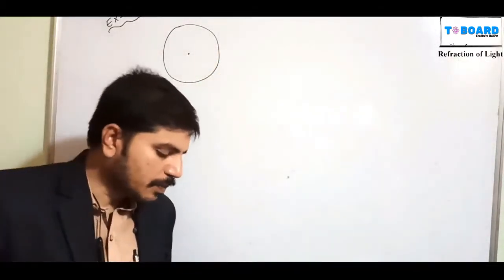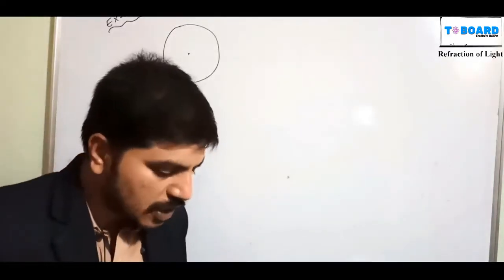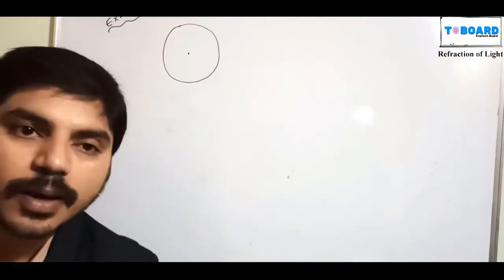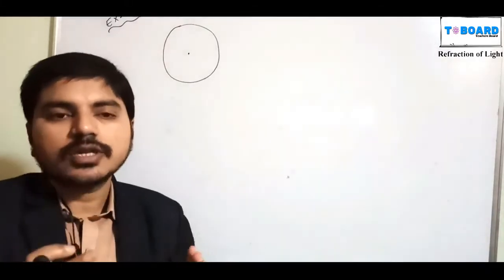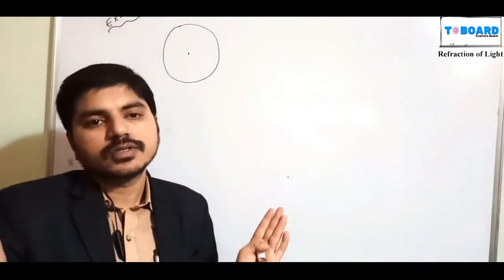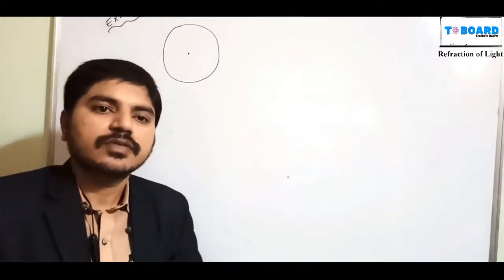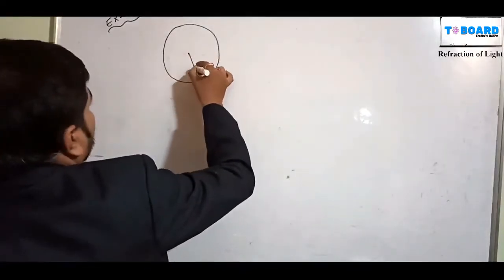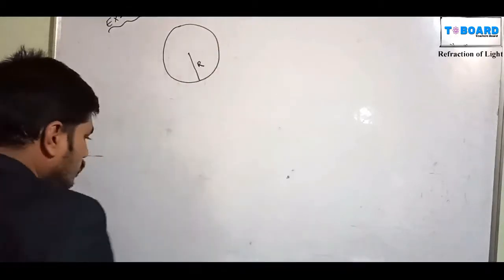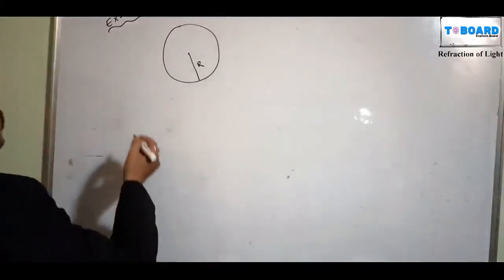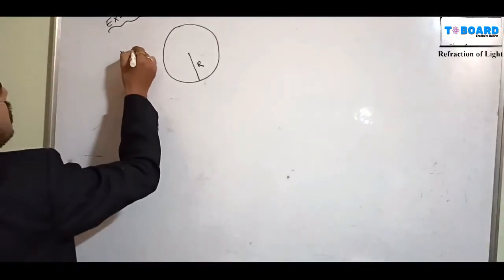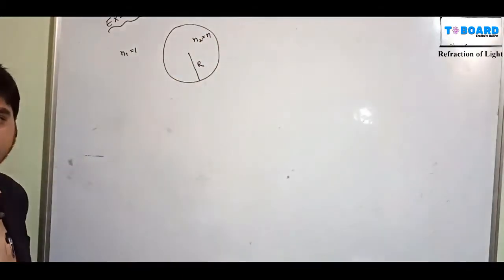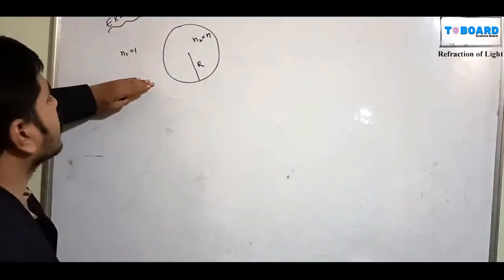Does the apparent position of the dot appear to be the same as the actual position when observed from the outside? If we observe from the outside, should the position of the dot be the same or not? So here we can find the image distance. Now the radius of curvature is r. The refractive index values are n1 equals 1, and n2 we don't know, that is n. So this is the situation.